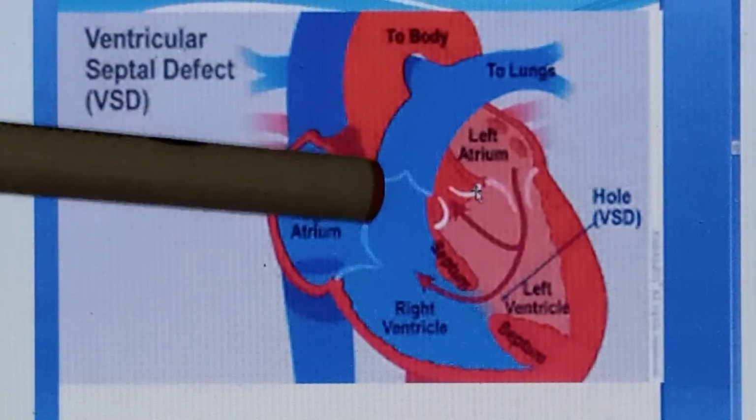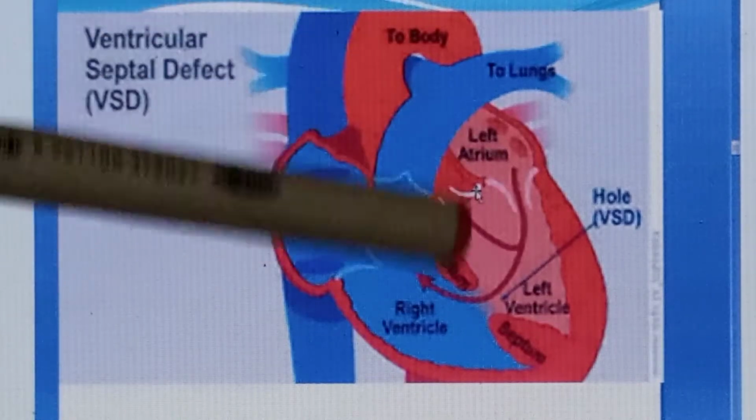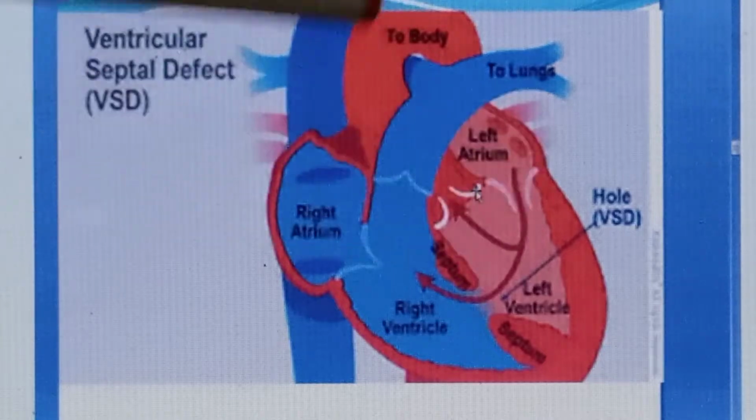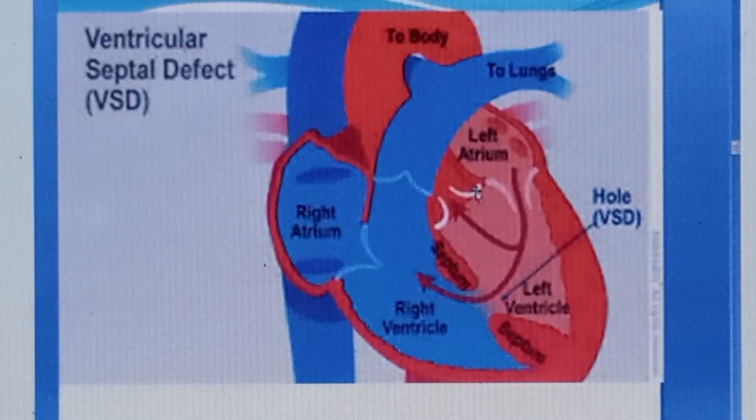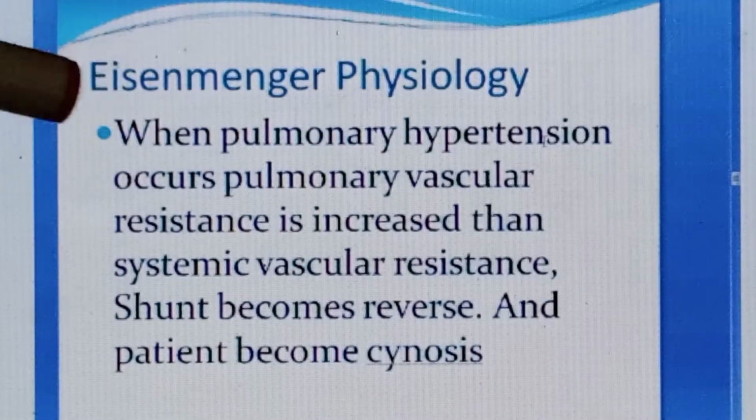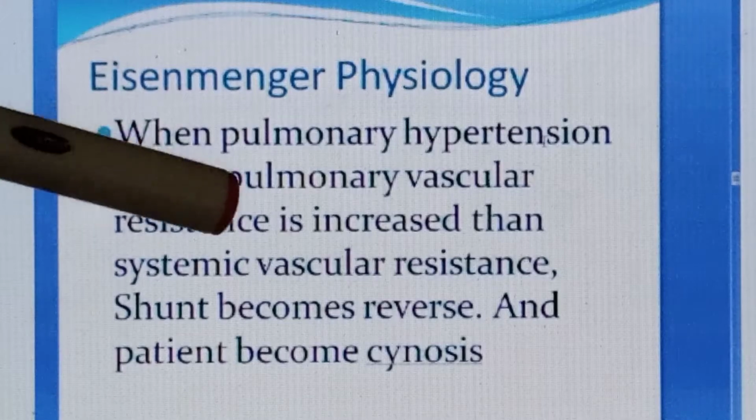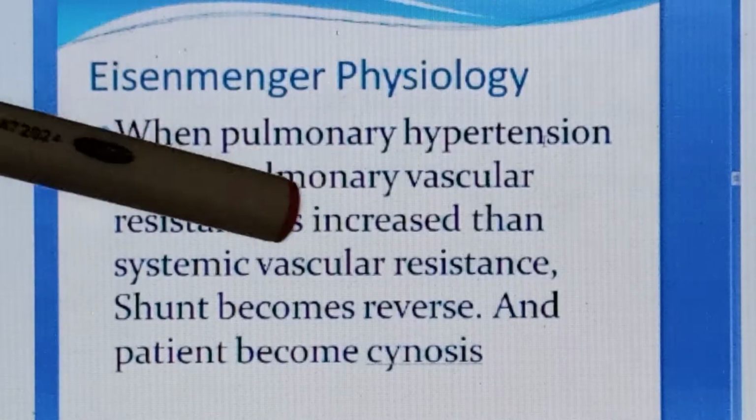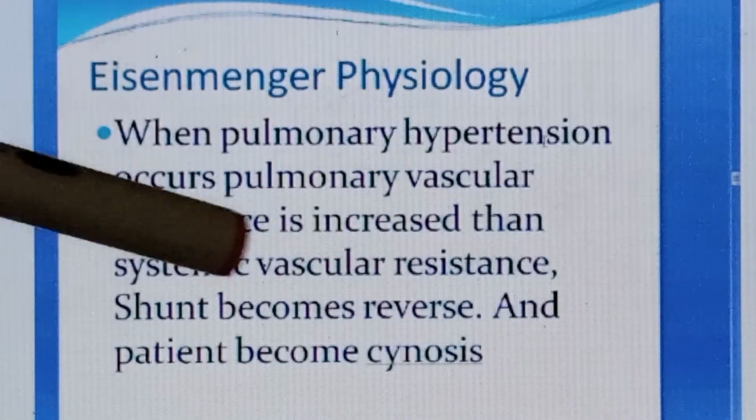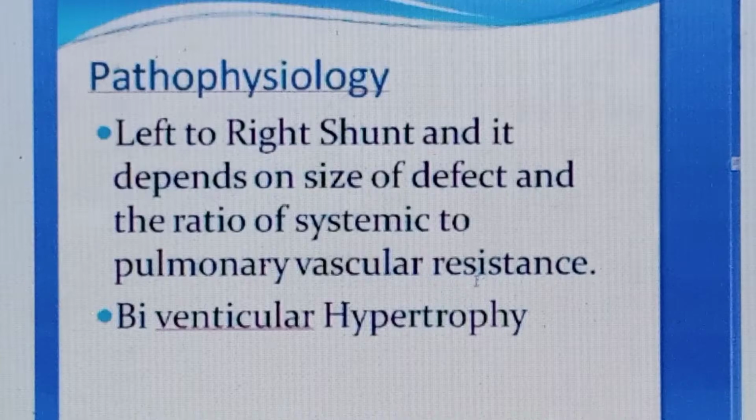Now this is no more an acyanotic disease. This becomes a cyanotic heart disease, because the deoxygenated blood is entering into the oxygenated blood. This is called Eisenmenger's phenomenon or Eisenmenger's physiology. Now look at this slide. When the pulmonary hypertension occurs, the pulmonary vascular resistance is increased more than the systemic vascular resistance. So the shunt becomes reversed and the patient becomes cyanosed. So this is Eisenmenger physiology.